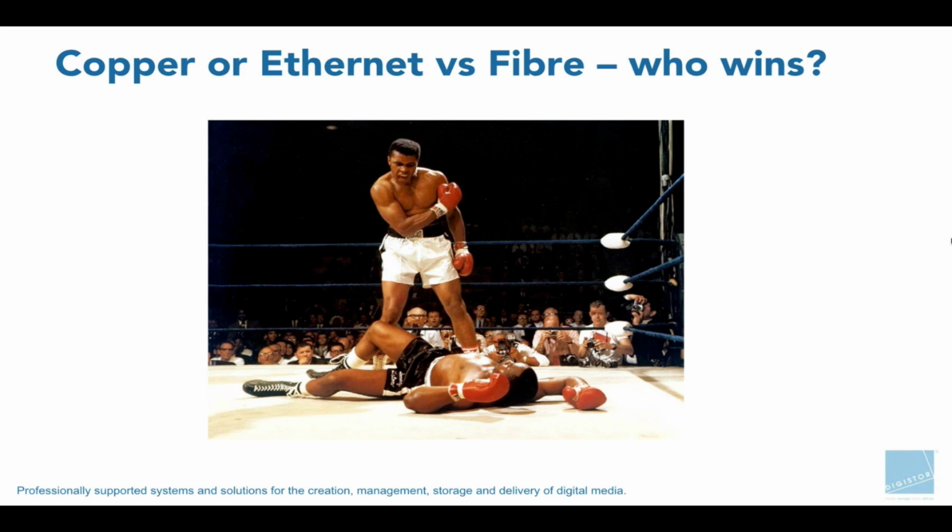Round 2, security. Due to the way in which data is transmitted across Ethernet copper cabling, it can be vulnerable to being intercepted.